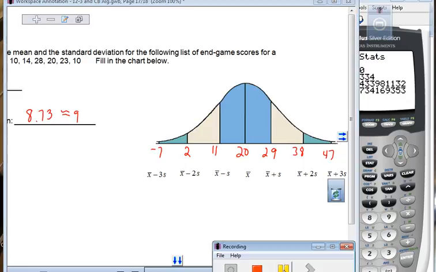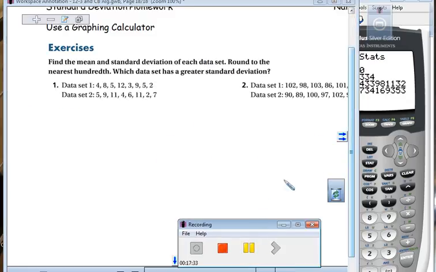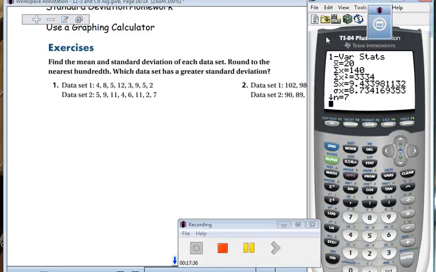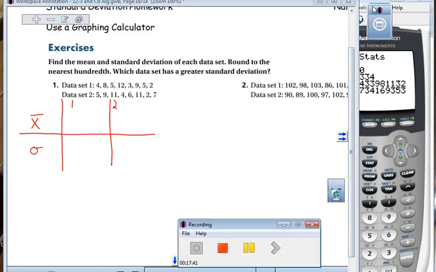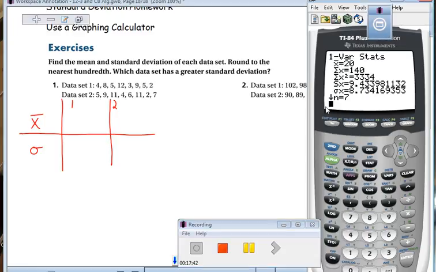On to the next page. This is going to be part of your homework. So we need to get our graphing calculator, calculate the mean and standard deviation. So I'm going to create a table just to make organizing a little easier. Going to my graphing calculator, I'm clearing this off.